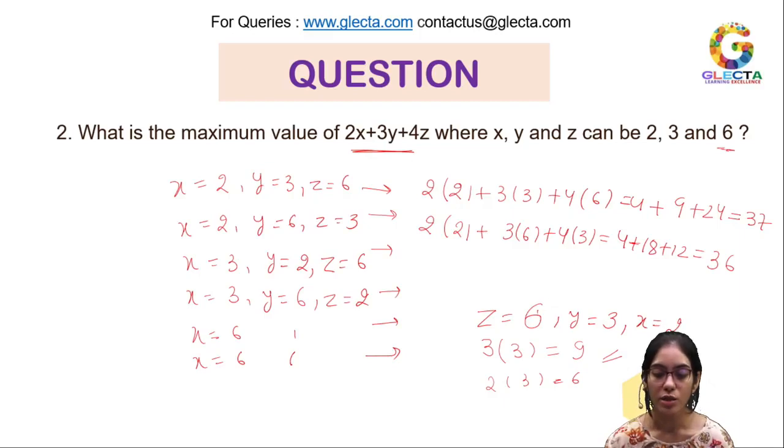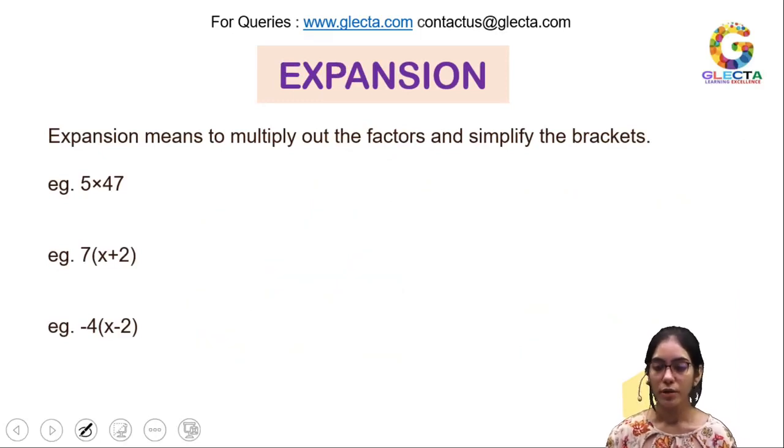So when x is equal to 2, y equal to 3 and z equal to 6, we'll have the maximum value, and that value is 37. We have obtained it earlier in the first part. Okay, so I think it's clear now. So now coming to the next part, expansion. So what do you mean by expansion?